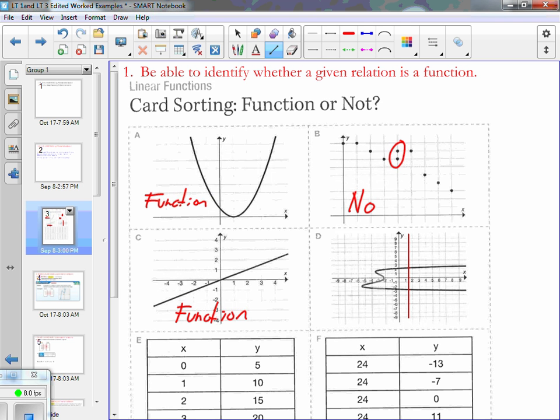So if a vertical line hits a graph twice, then both of those points where it hits have the same x coordinate. So there's a whole mess of points with the same x coordinate. In fact, right there, there'd be, what, 4 points with the same x coordinate. All it takes, like up here, is one set of ordered pairs where the x-coordinates are the same for it to not be a function. So letter D is no.